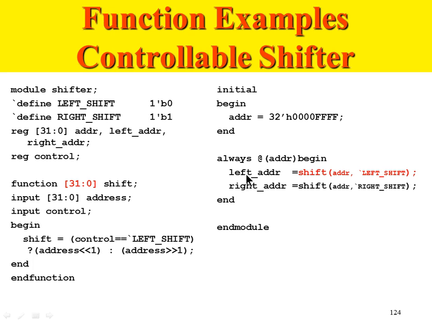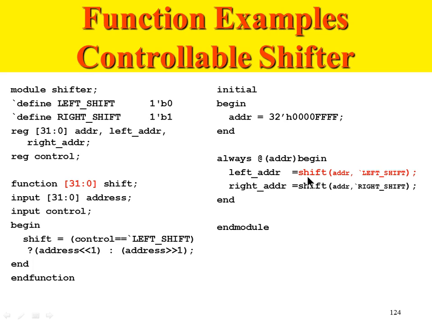Begin the always block. Left address is equal to shift. So I'm calling the shift function twice. Shift is equal to ADDR comma left shift. I'm calling the function the first time, giving ADDR and left shift as inputs. ADDR will go to address, left shift will become the control signal. Then I'm calling the shift function the second time, where the output will get assigned to right address, shift of ADDR and tick right shift.